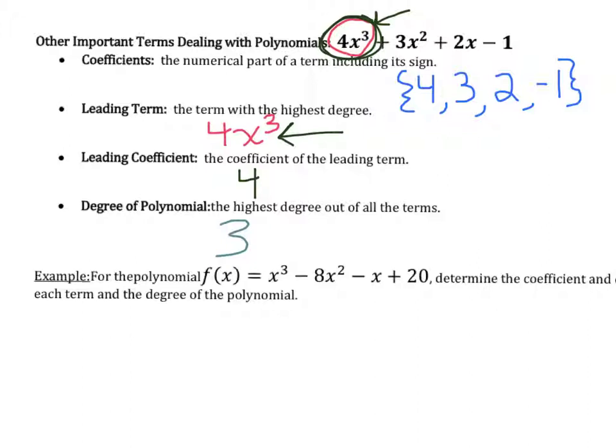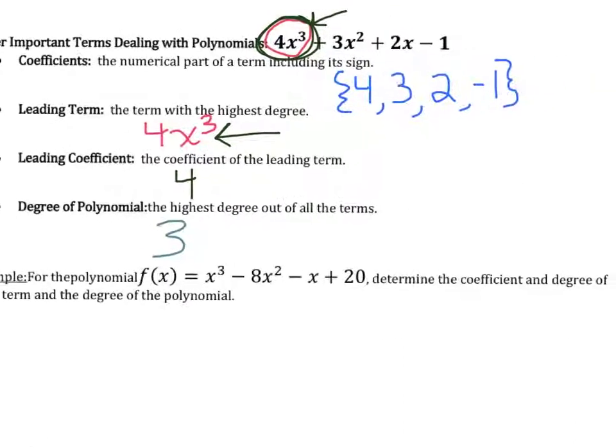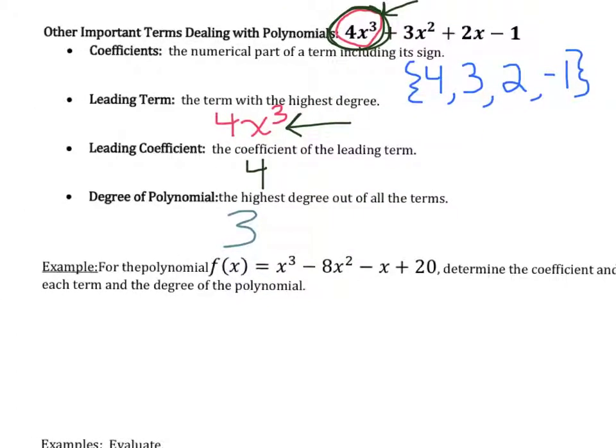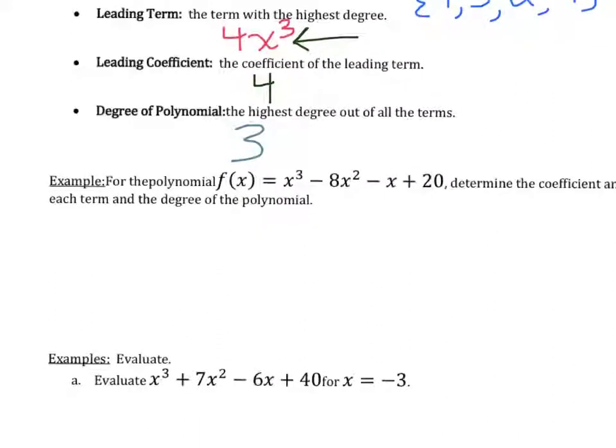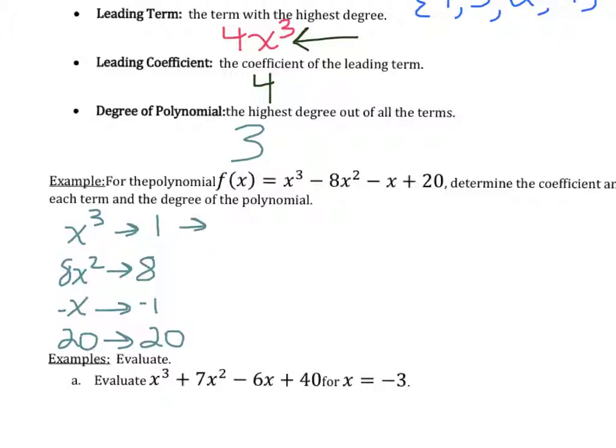Let's look at another example where we do all of this. We're going to look at the polynomial function f of x equals x cubed minus 8x squared minus x plus 20. In this example, we're going to determine the coefficient and degree of each term and the degree of the polynomial. Let's get started with that. I have these 4 terms: x cubed, 8x squared, negative x, and 20. I'm going to write the coefficient for each of these terms next. The coefficient here is 1. We have an 8, a negative 1, and a 20. And now I'm going to write the degree of each of these terms, which is not the leading coefficient, but the exponent on the variable, which is 3, 2, 1, and 0.